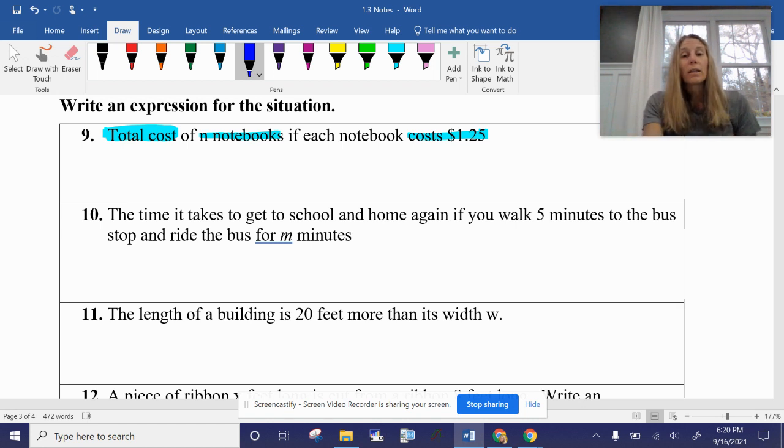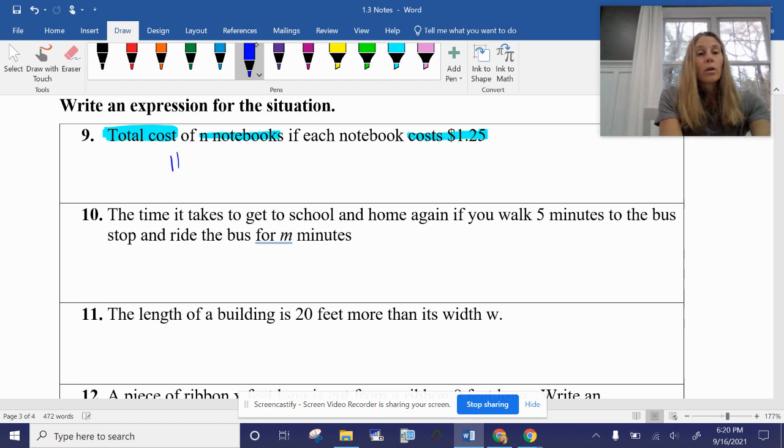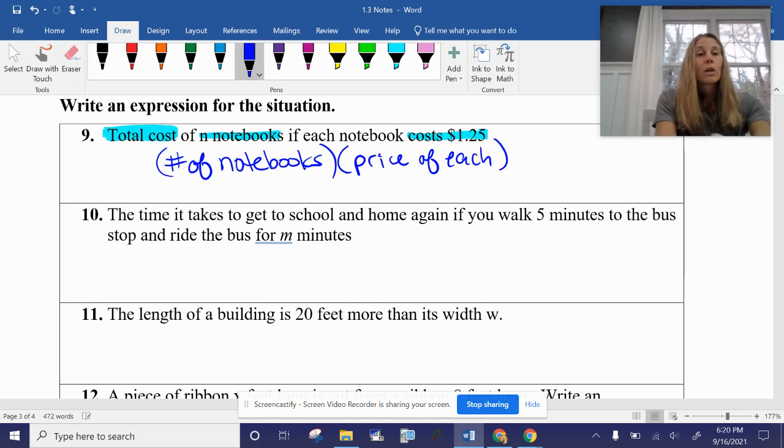You maybe want to figure out, oh, do I have enough money or whatnot? So you would have to take the cost, $125. So the number of notebooks, and you would multiply that by the price of each notebook, and we know they're all the same. So there's n notebooks, and we're going to multiply that by 125. Now again, we don't need a times sign there or anything. And so I'm just going to simplify.